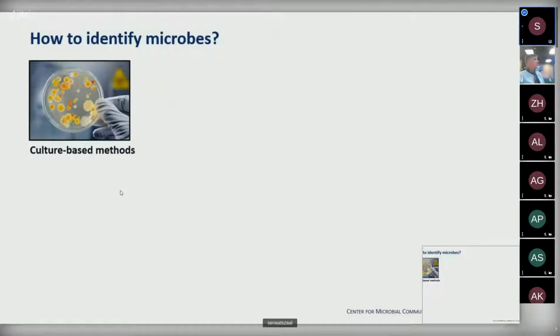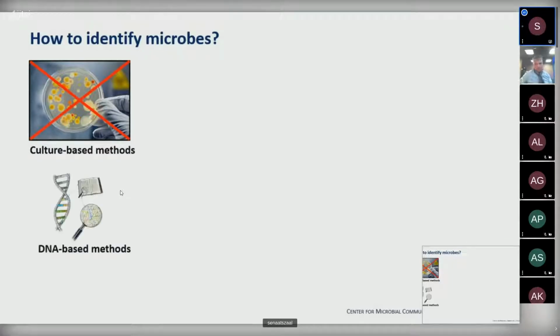How can we identify the microbes? Well, it would be easy if we could just culture them and study them one by one. Unfortunately, that is not possible with the microbes in the wastewater treatment plants. It's very few that we can actually culture. So we need to go to DNA-based methods instead.